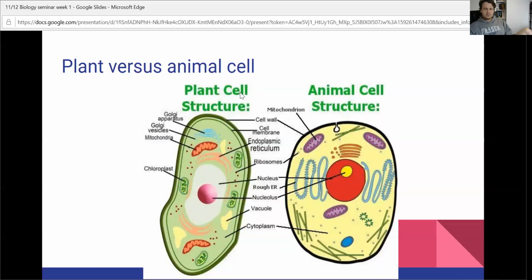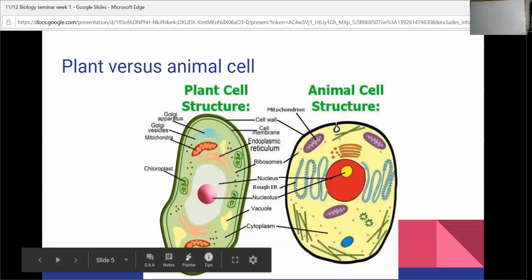So, plant versus animal cell. Plant cell is quite different. It will seem a little bit basic for those who are doing year 11, 12, a little bit of uni biology, but I like to rehash the basics. I'm sure you guys are all aware by now.